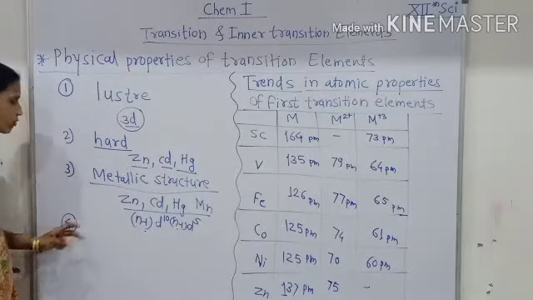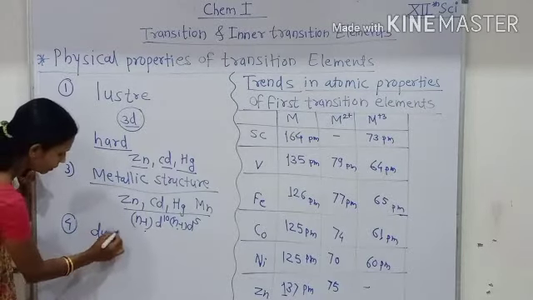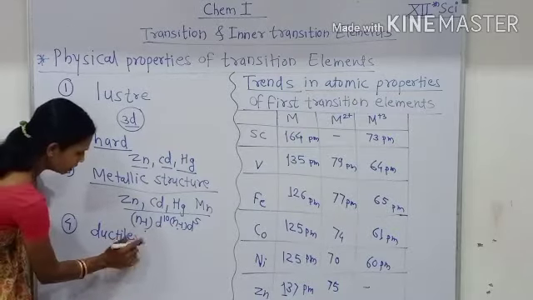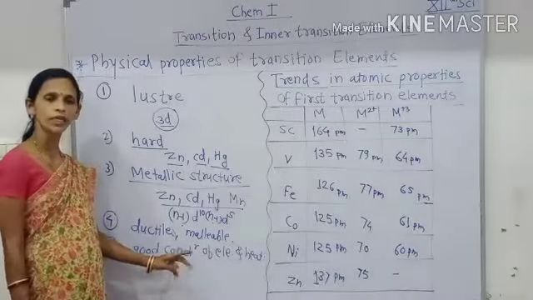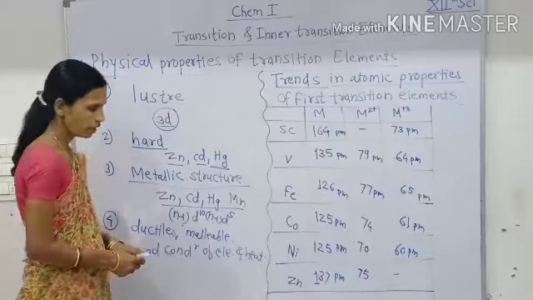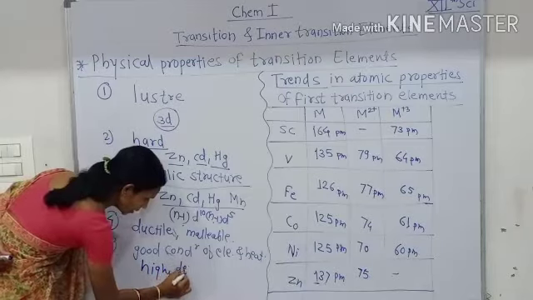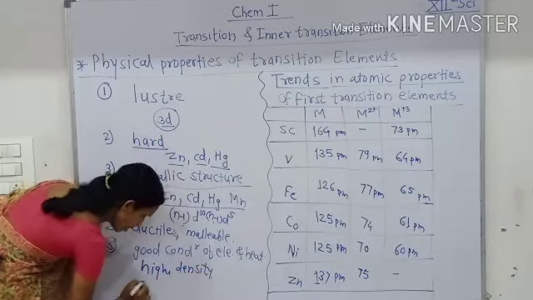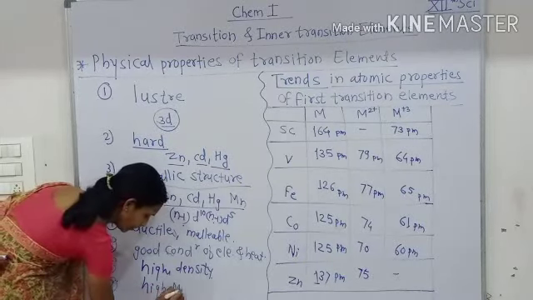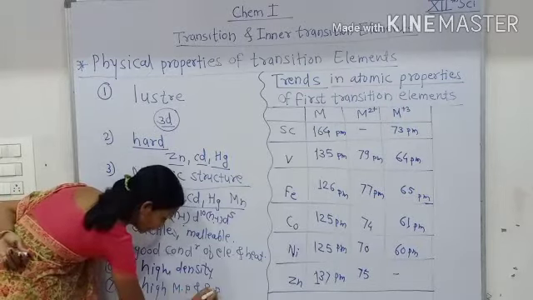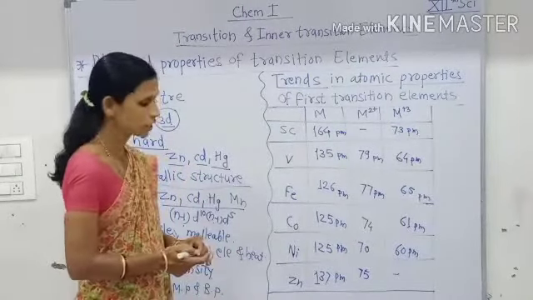Then all of you know the common properties of metal, that metals are ductile. Similarly, those elements are also ductile and malleable. These transition elements are good conductors of electricity and heat. They have high density as well as high melting point and boiling point. These are the physical properties of the transition elements.